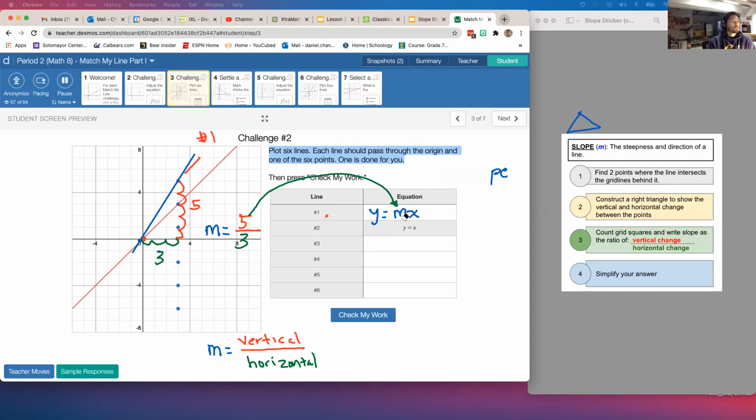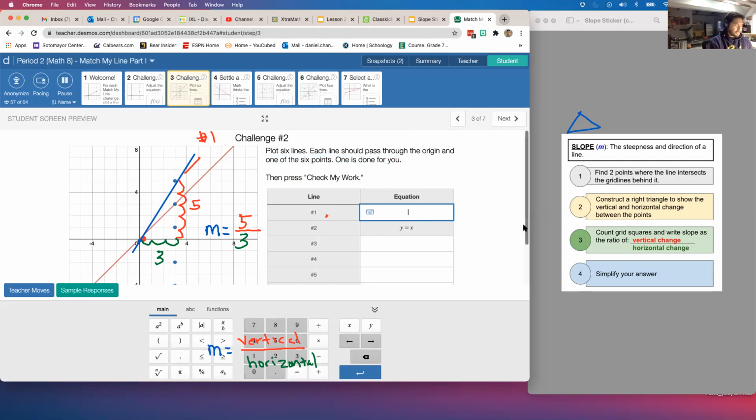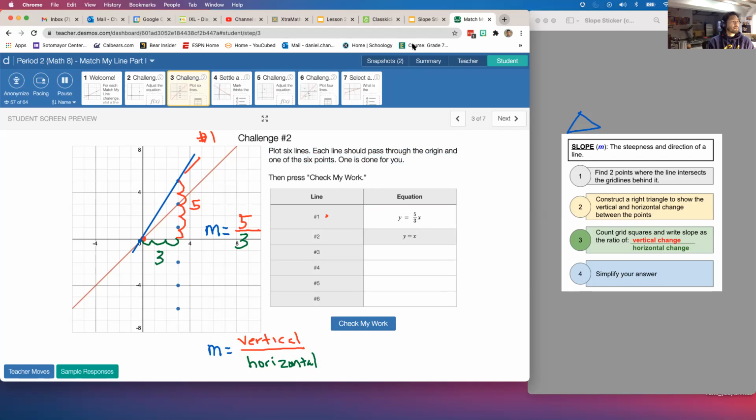Let's erase all this. Let's check our work and see if it works. So you have to use the full equation of the line. So you go y equals 5/3 x. Get rid of that m. And I'm going to erase that line so you can see everything. Now, click check my work. It should draw a line for me.